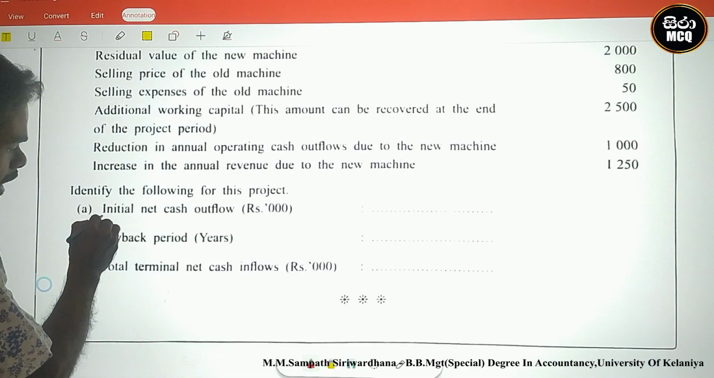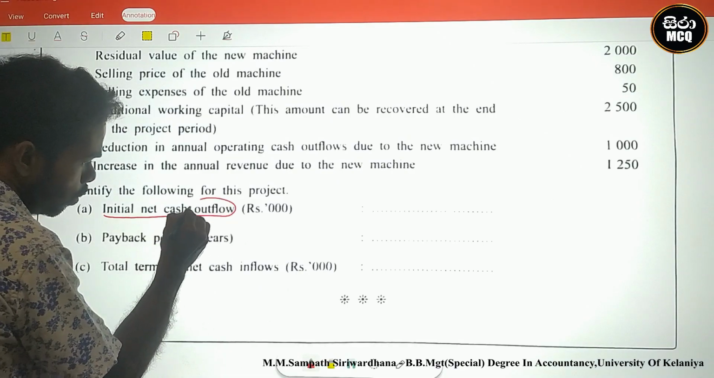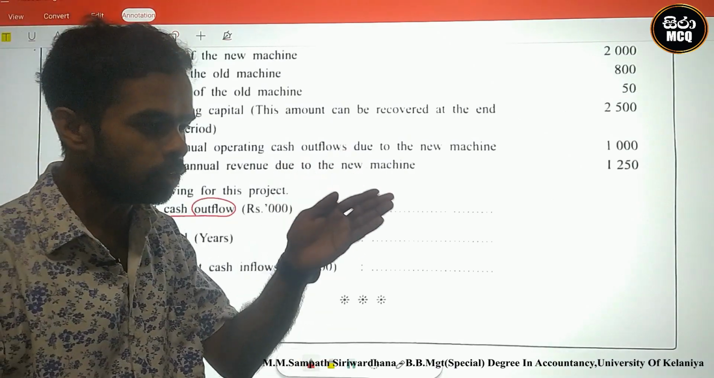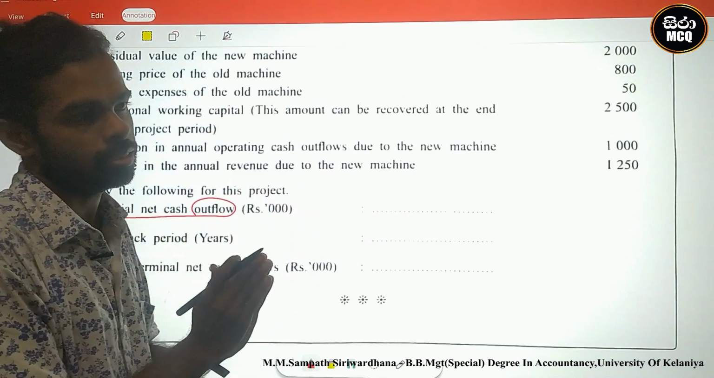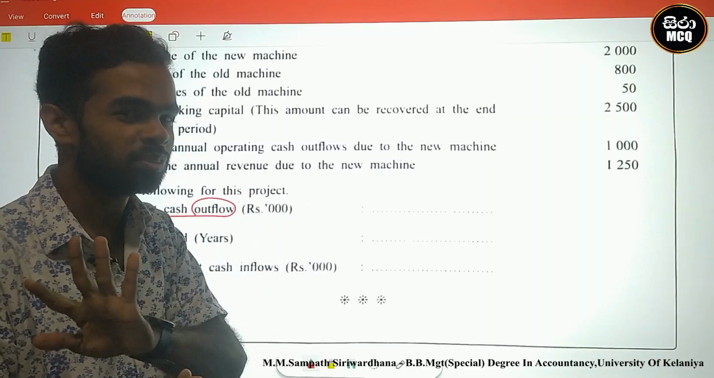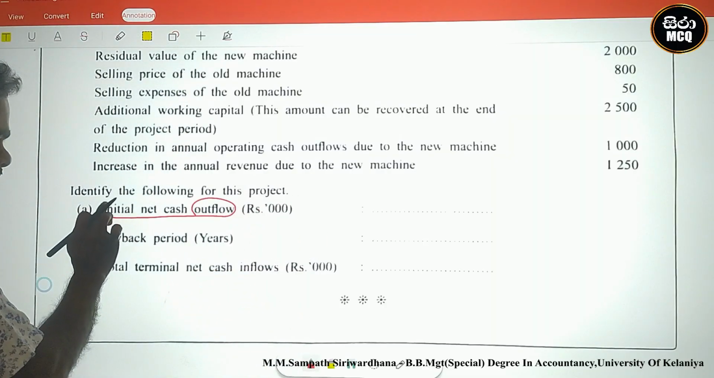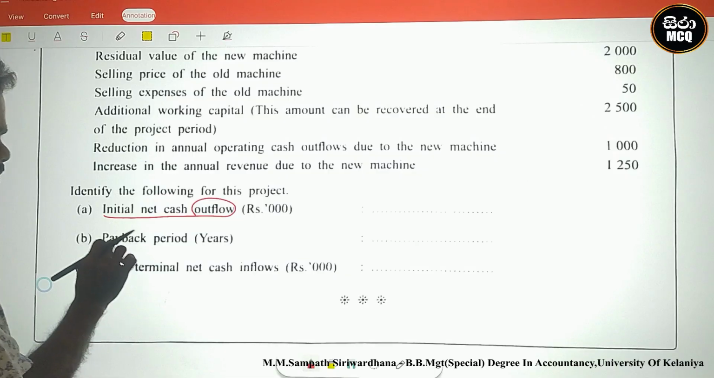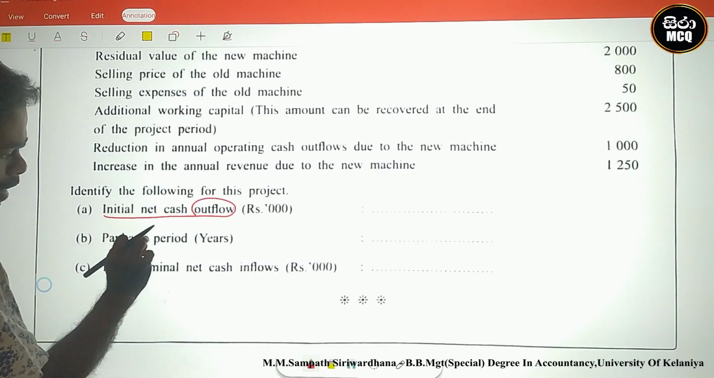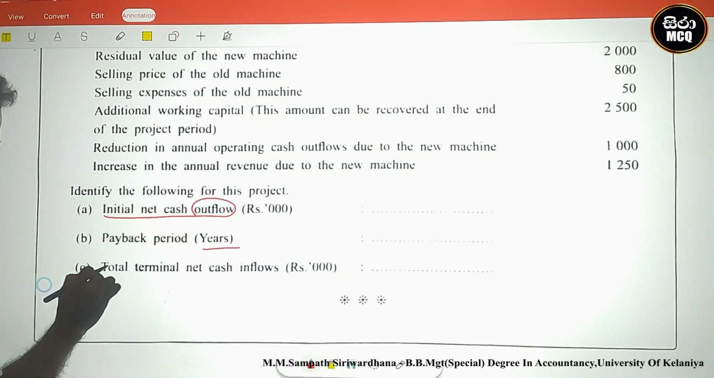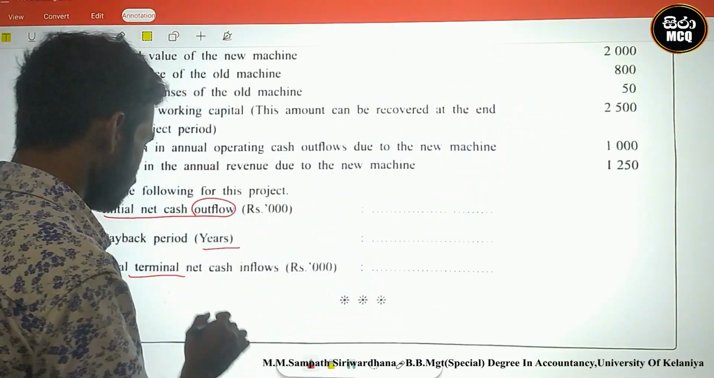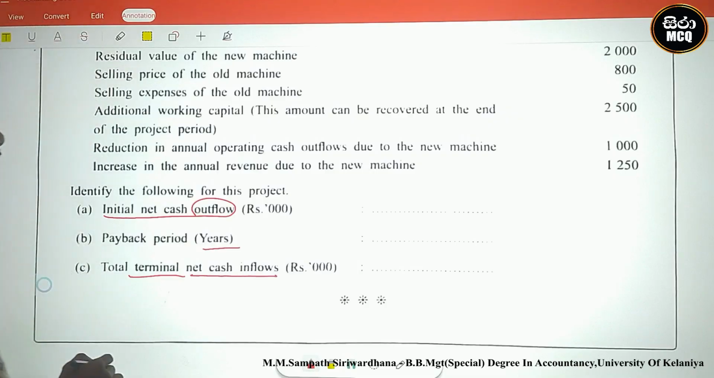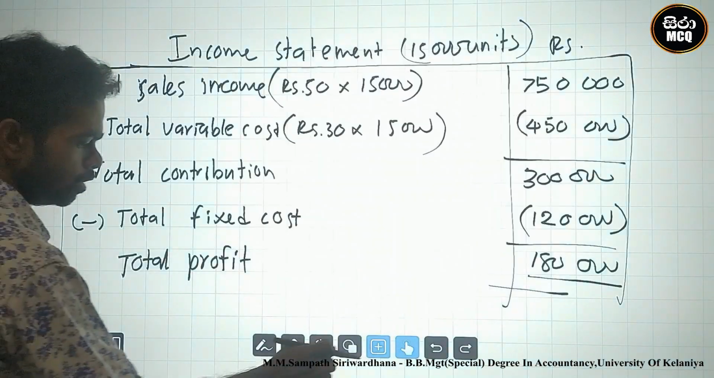Look here. Initial net cash outflow. Initial means year 0 cash flow. Okay, initial means year 0, you know, 0, 1, 2, 3, 4, 5 like that. This is the initial net cash outflow. The next one is the payback period in years. Terminal means the final year net cash inflow. For that, we must prepare a cash outflow and inflow sheet.